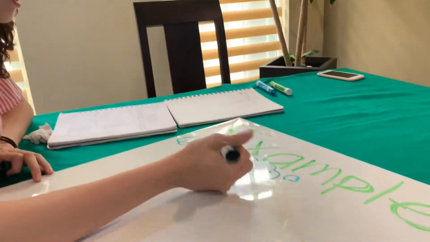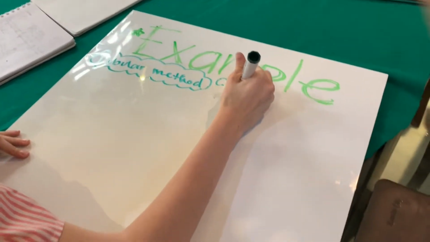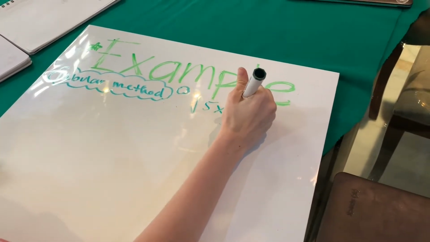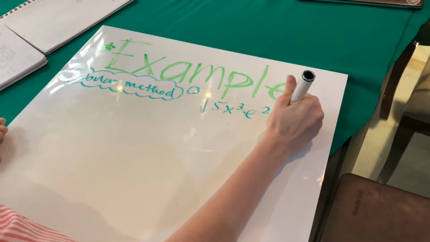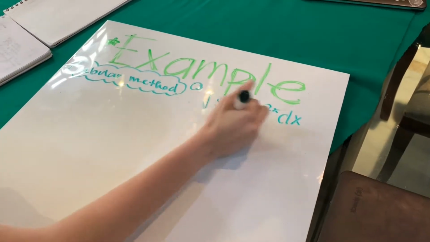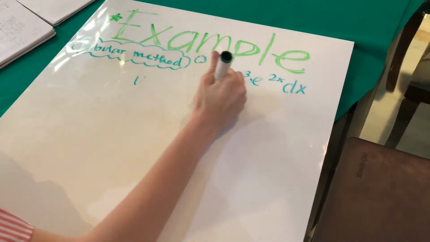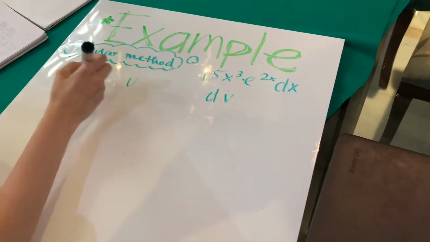And now we will do another example, but with the tabular method. The tabular method is like another way of doing integration by parts with certain types of problems. You can also do it with integration by parts, but it's best used with this one. So we will start. Our problem is the integral of 5x cubed e^(2x) dx.